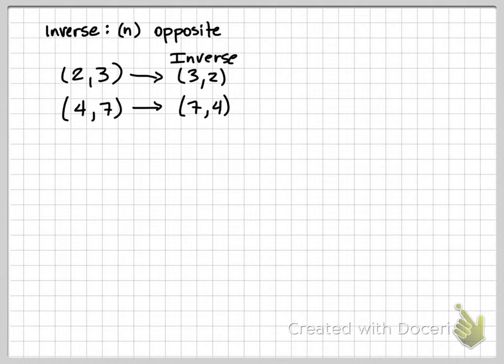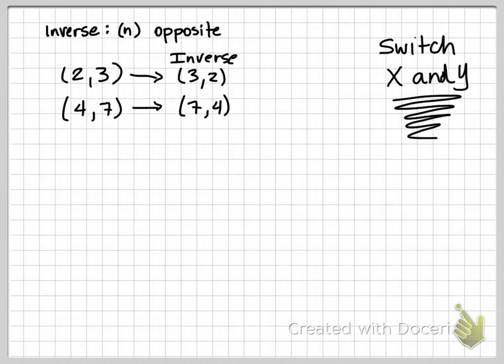You take whatever your x is and you make it a y, and whatever your y was becomes your new x. So this is the key of this entire small unit: you are switching x and y. Switch x and y. You could put this on a page all by itself, underline it, put exclamation marks: switch x and y. That's all we're doing.